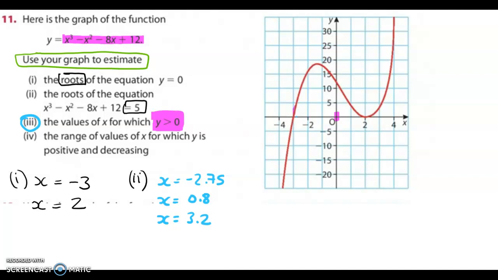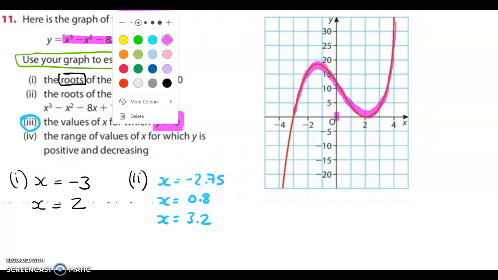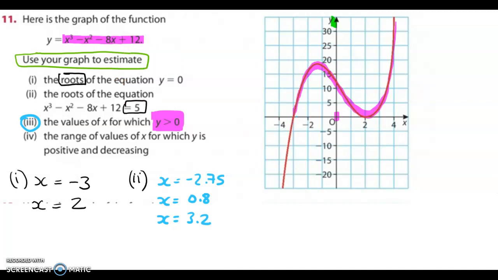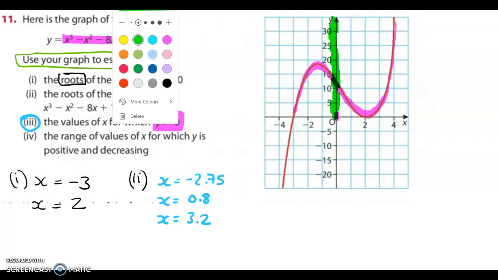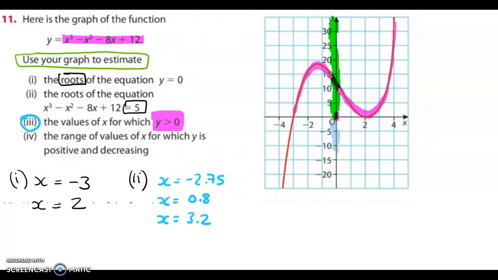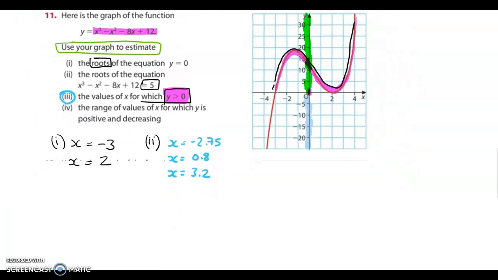So it's greater than 0 all along here, all along here, and all along here. It's above 0. So essentially, just to remind ourselves, this is the part that's greater than 0. And this is the part that's less than 0. So if they ask you for the values of x for which y is greater than 0, you need to find where the function is in the green zone. And it's in the green zone all along here, all along here. Now, how do I write that? That's the thing that people get confused about.